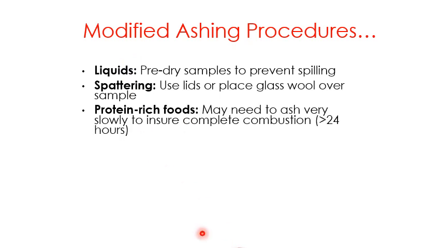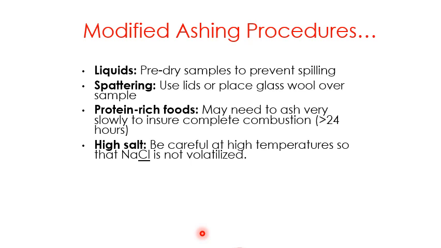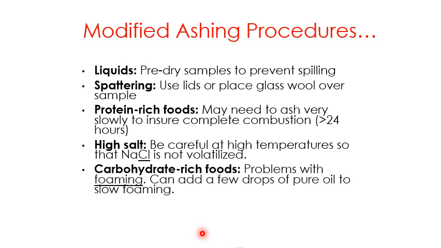For protein-rich food, you may need to ash very slowly to ensure complete combustion. This may require more than 24 hours. For high salt, you have to be careful not to heat them at high temperature so that the sodium chloride is not going to be volatilized. For carbohydrate-rich food, you may encounter problems with foaming. What you can do is add a few drops of pure oil to slow the foaming.